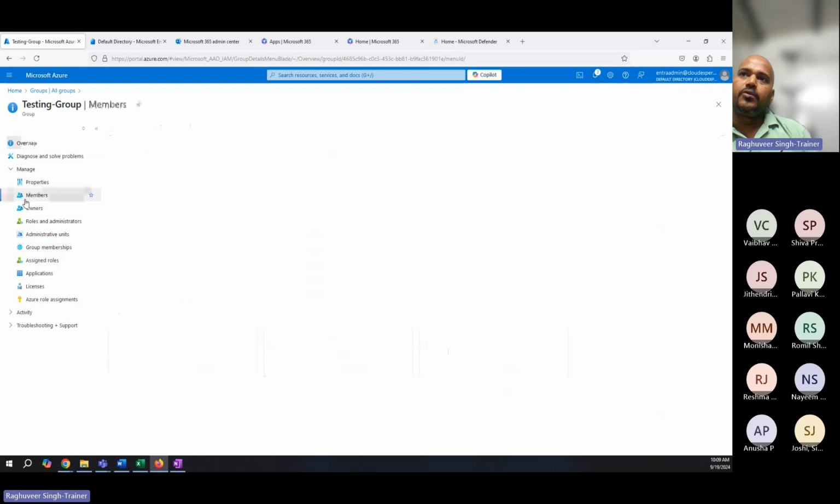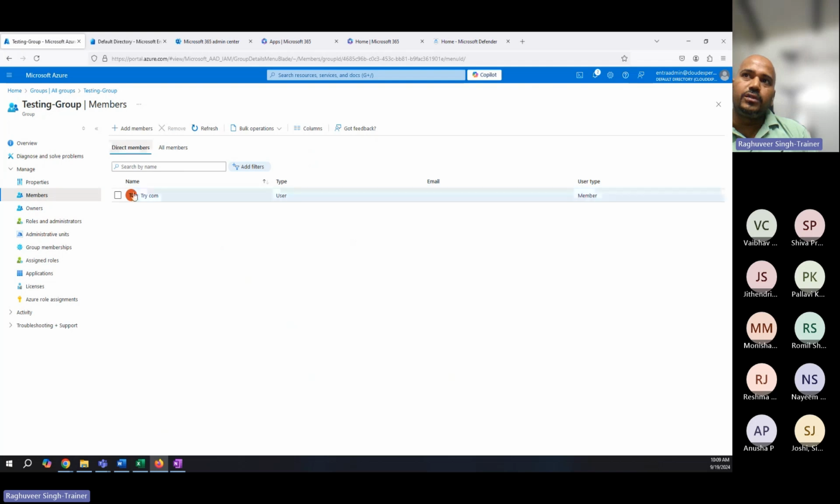Right. If I go to the members of this group, I have an option to add members here. So if I add members, you can see this try.com is part of direct members as well as all members, because this is not a dynamic group. It's a normal group. However, in case of a dynamic group, you will not be able to add members. Earlier, there was an option to add members into the dynamic group, and that's the reason it would show you the differentiation between direct members and all members.